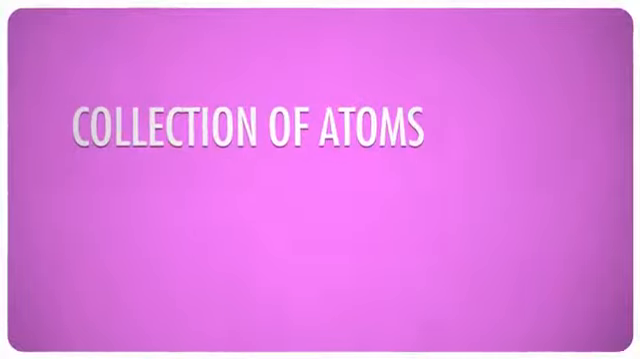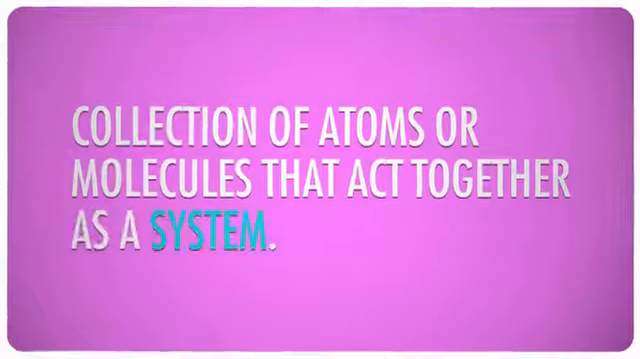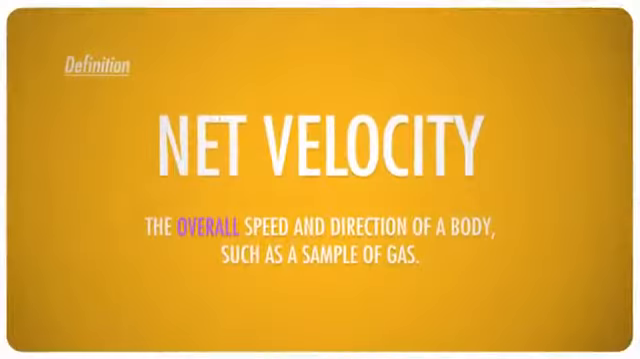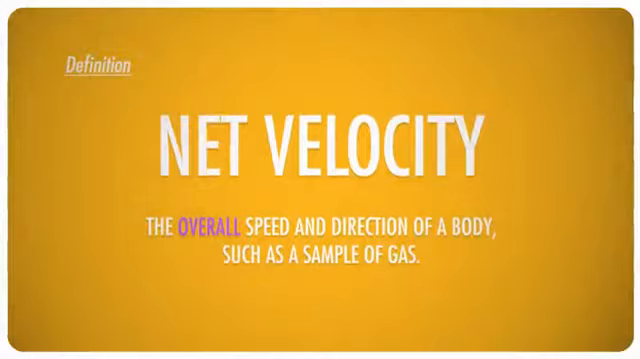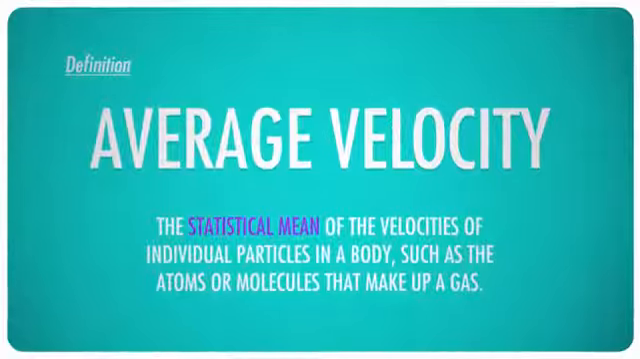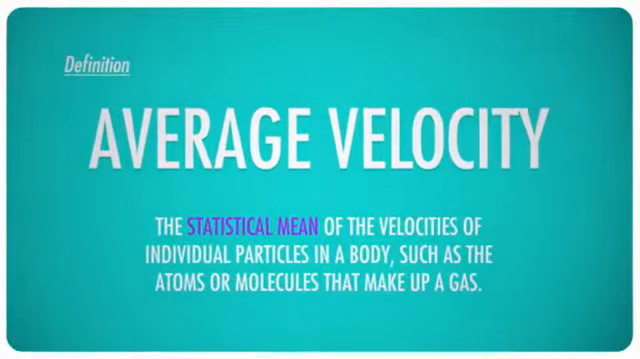There are two ways of studying and talking about gases. First, we can consider them as a collection of atoms or molecules that act together as a system. When we do that, we often talk about the net velocity, or how fast a sample of gas moves from one place to another, like the rotten egg smell wafting its way to my nose. At other times, we focus on the individual atoms and molecules that make up the gas. In that case, we use the average velocity of each of the particles. That's the statistical mean of the speeds of all the individual atoms or molecules in the system. There are always faster ones and slower ones, but it all evens out in the mean.